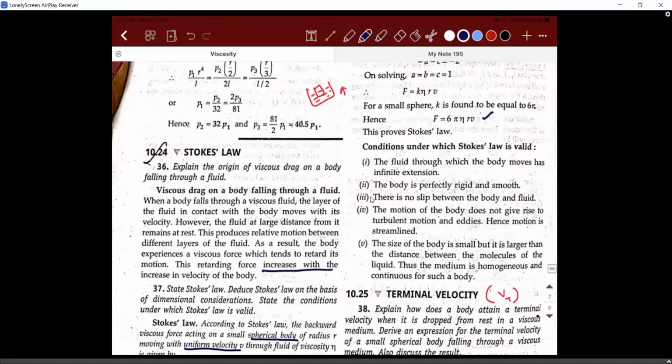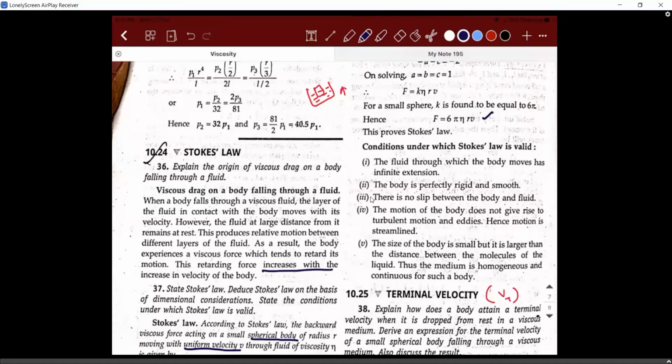So what are the conditions under which Stokes law is applicable or valid? Let's see what it is. First, the fluid through which the object moves has infinite extension. Okay. Secondly, these are all again not for the exam point of view, these are only for your knowledge. Secondly, the object is perfectly rigid and smooth. The object is the solid sphere they're trying to talk about. Third, there is no slip between the body and the fluid. Okay, only if there is no slip can the object move with constant velocity.